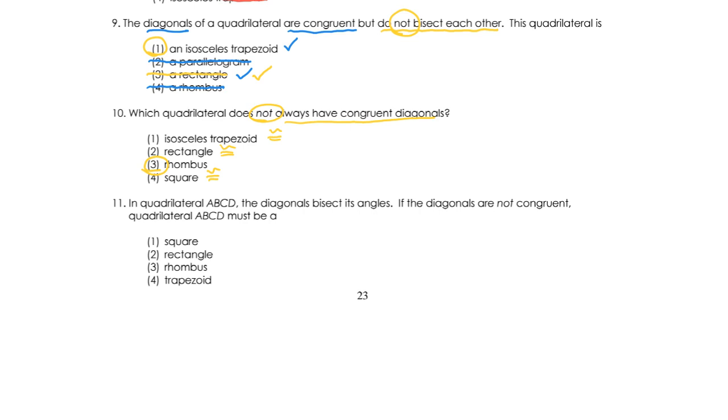In quadrilateral ABCD, the diagonals bisect the angles. Well, that happens in a square and in a rhombus. Okay. If the diagonals are not congruent, that's a rhombus. Rhombus leans, so his diagonals are not equal, but they do bisect the angles, so we're going to go ahead and stick with choice 3.